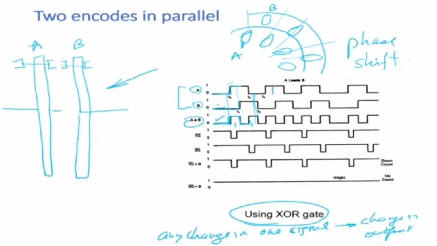So this basically means that you're increasing the resolution by 2. So putting two encoders in parallel is going to increase your resolution by 2 by using an XOR gate. So if you have 3, you can put one more and you can increase the resolution even more.